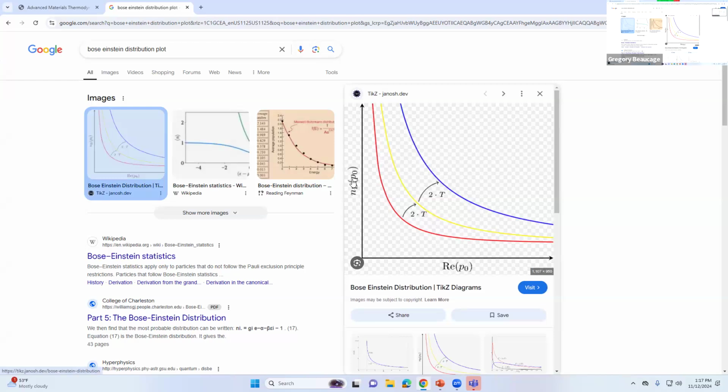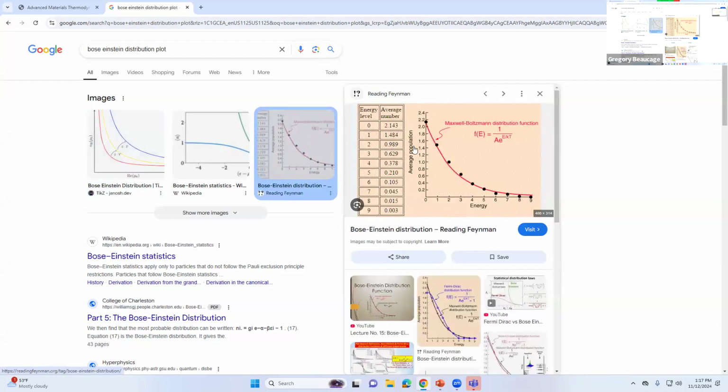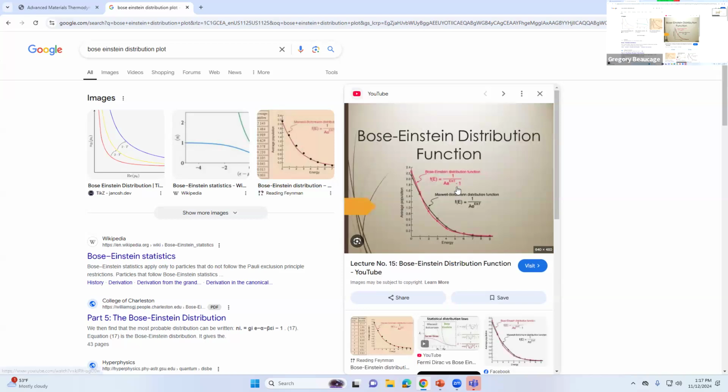So this is the Bose-Einstein distribution. You have the average population against energy. The lowest energy has the most, and that decays down. That's the idea of it. The lowest energy has the highest population, and it decays down. High energy has fewer. Right, so we kind of got that the same way that we went through the Einstein thing.